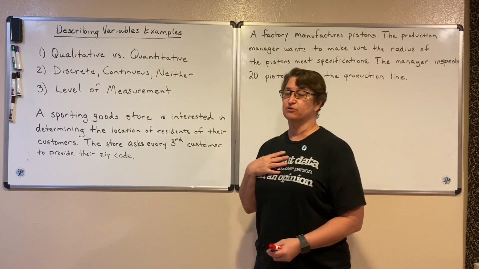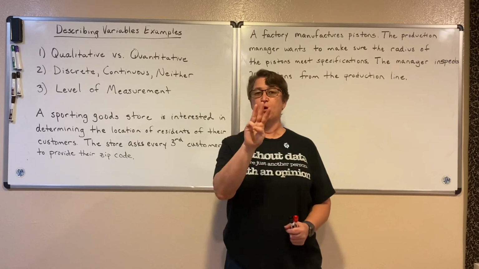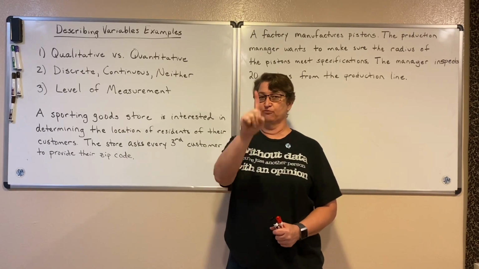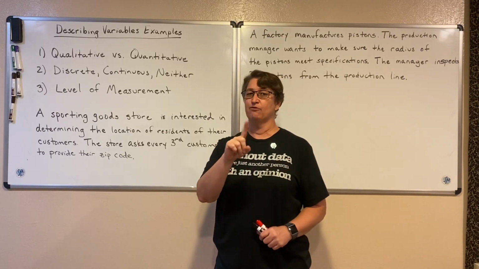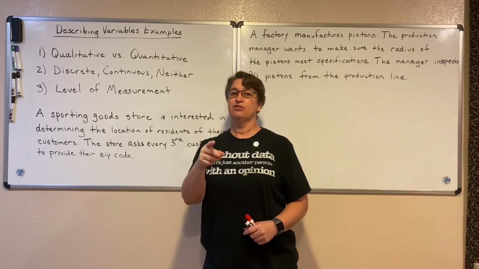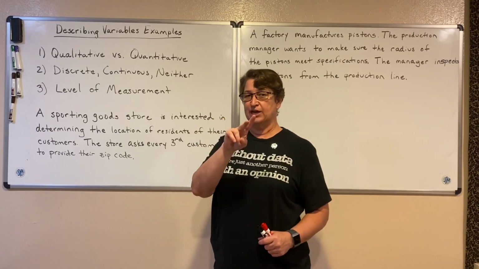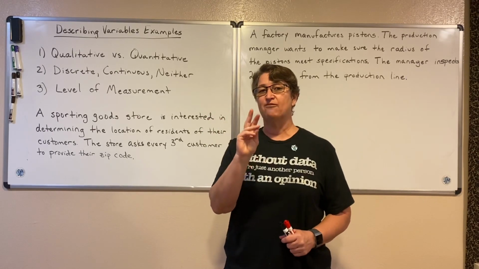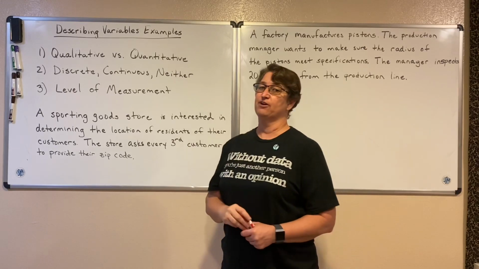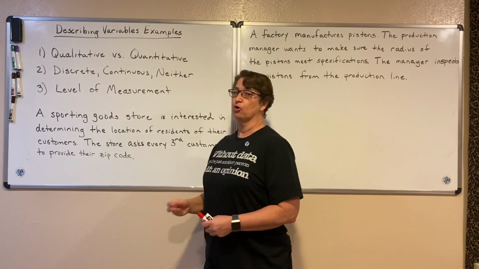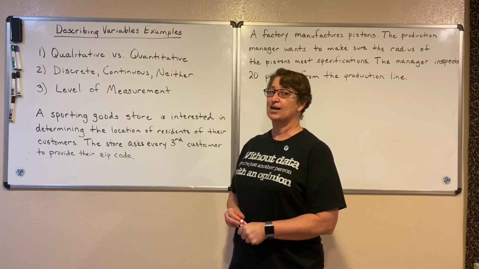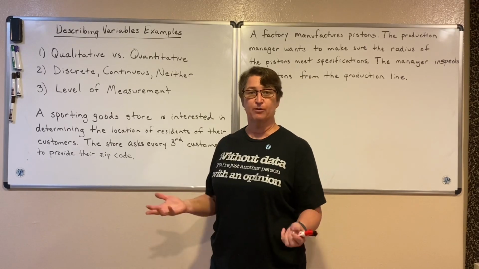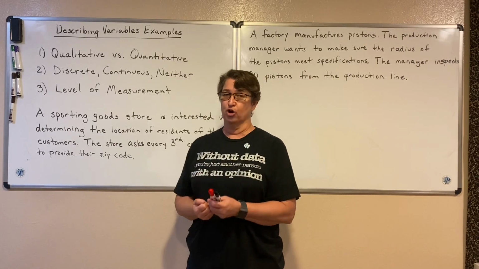Every time we describe our variables, there are 3 parts to describing the variables. First, is it qualitative or quantitative? Then, is it discrete, continuous, or neither? And the third part is the level of measurement that the variable is at. So the first thing we need to actually do is decide what the variable is. What is the data that we are collecting?